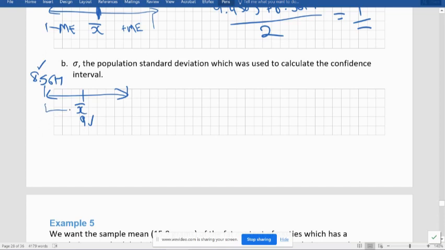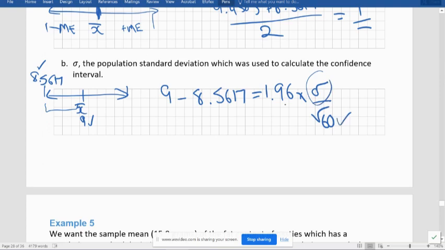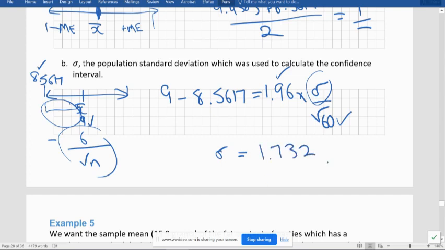remember the value that I subtract is the margin of error. So the difference between these two has to be the margin of error. We don't know that, but we know that the n value was 60, and we know it's a 95% confidence interval. To get to this point, we take the sample mean and subtract 1.96 standard deviation over root n. If you just rearrange that, I'm just going to give you the answer here: the standard deviation is 1.732, I think.